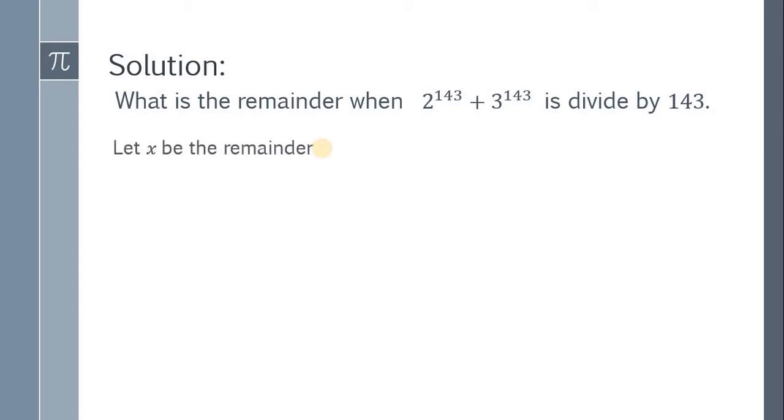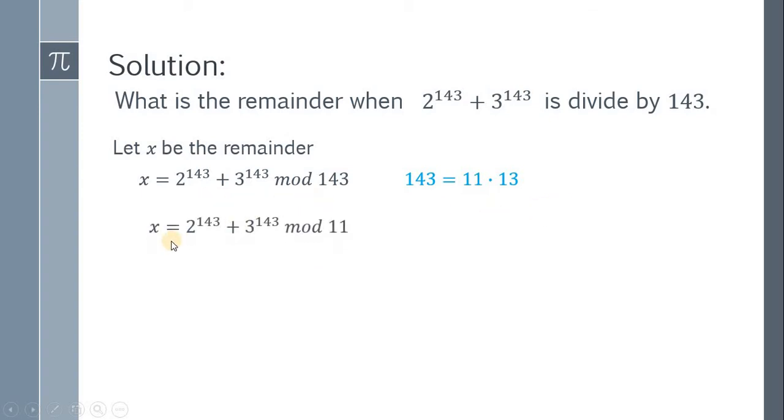Let x be the remainder. So we have x is equal to 2 raised to 143 plus 3 raised to 143 mod 143. Next, since 143 is equal to 11 times 13, we can separate this into two congruences. So we have x is equal to 2 raised to 143 plus 3 raised to 143 mod 11, and the other one in mod 13.